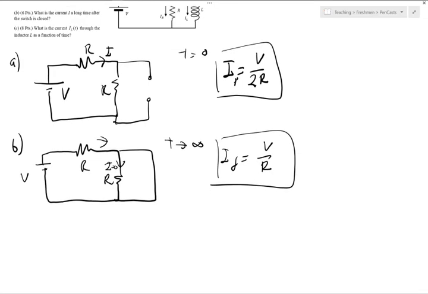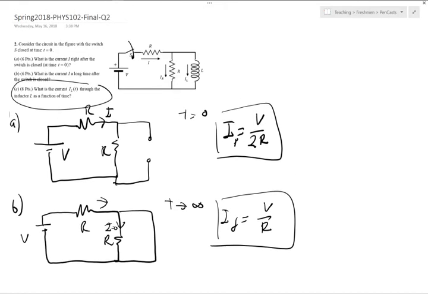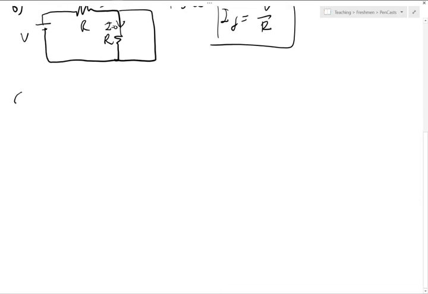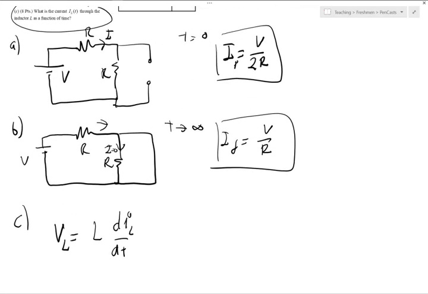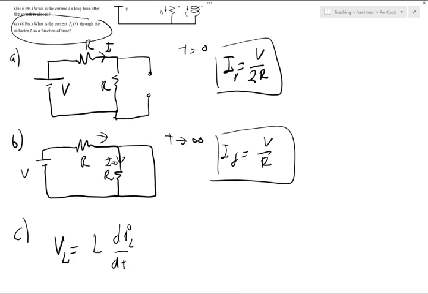Now, the hard part is finding the current as a function of time. And one way to do it would be to use Kirchhoff's equations and remember that the potential across an inductor is L dI_L/dt. But I'll actually do something a little bit more tricky. I know that this is a circuit with a single inductor, so it will give me a first order differential equation, which has only solutions like e to the minus t over tau.